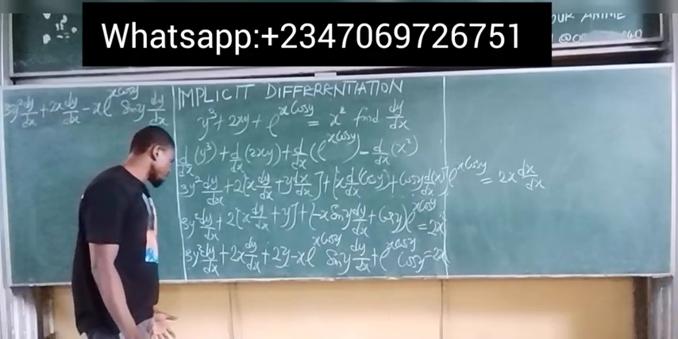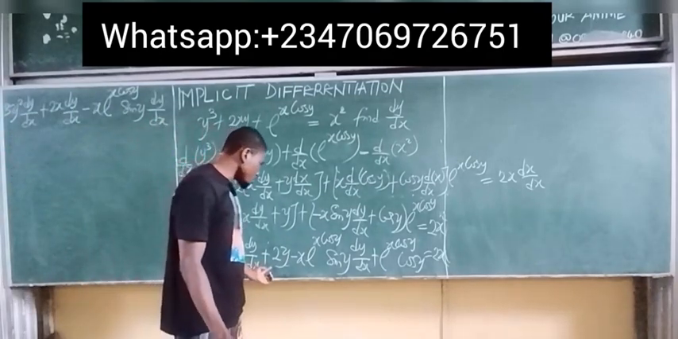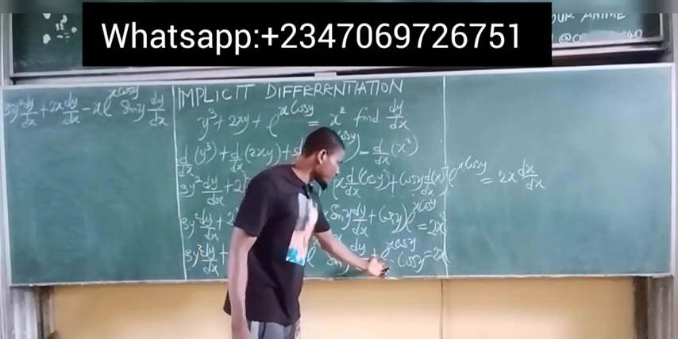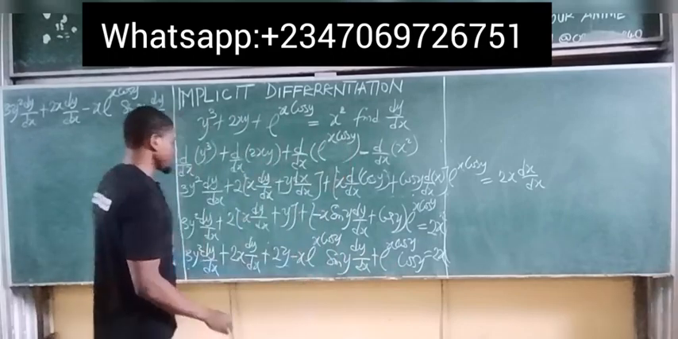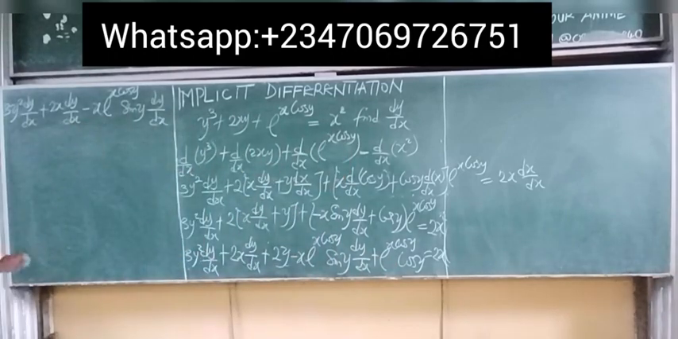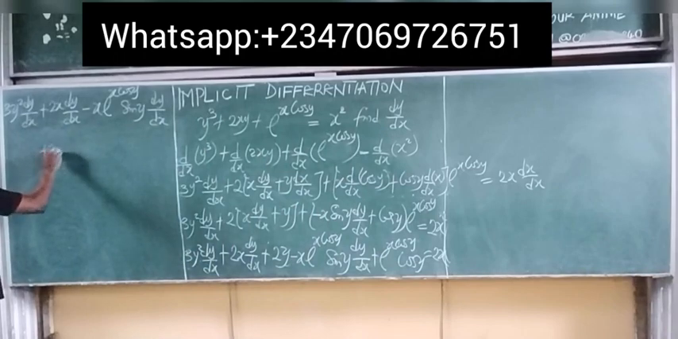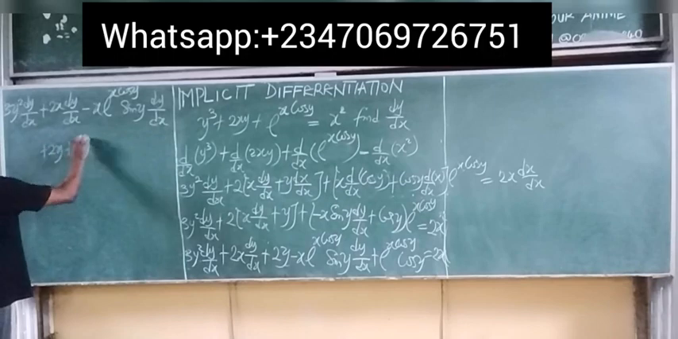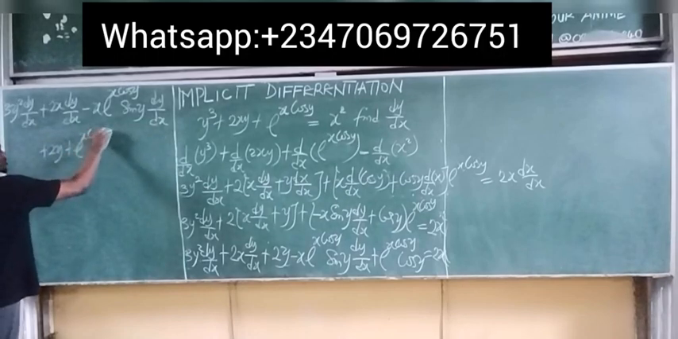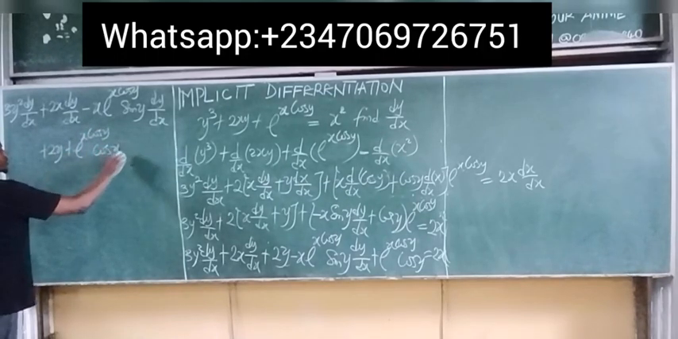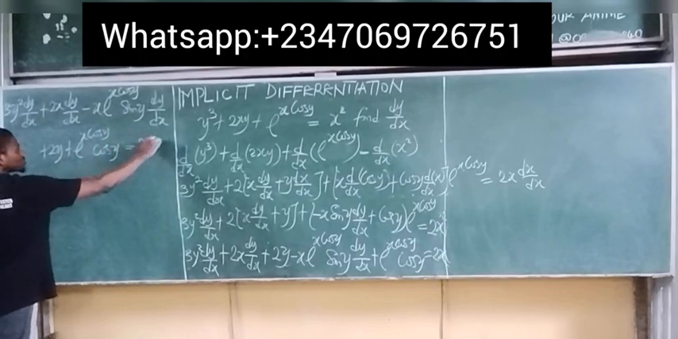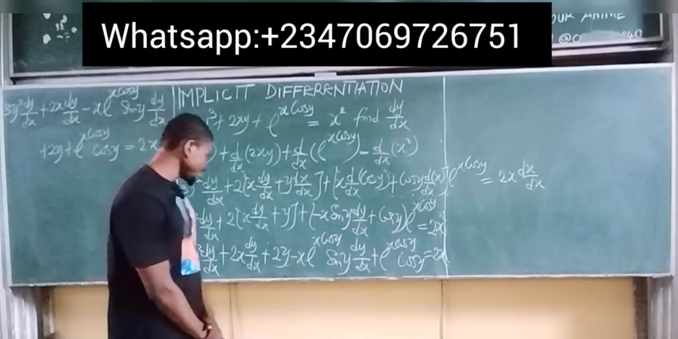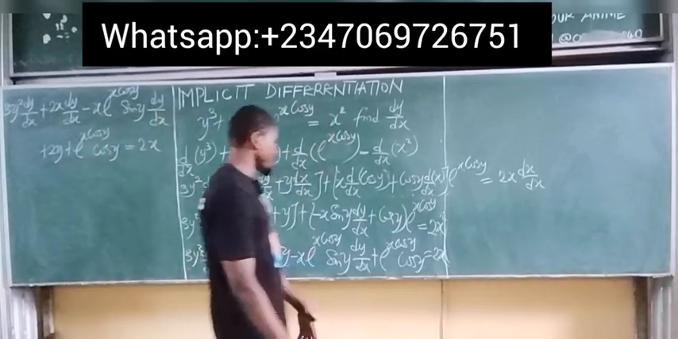Okay, so I'll put down these other terms now. I have here plus 2y, and I have here exponential x cos y. So plus 2y plus exponential x cos y and this is equal to 2x. Okay, let me just cross check. All right, so I think we're in order.